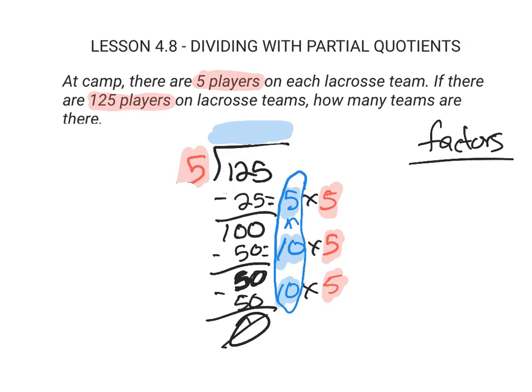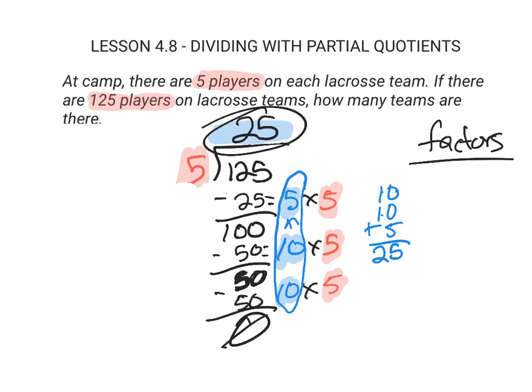Now, if you can do this in your head, great. If you can't, feel free to come over here and do 10, 10, 5 plus 0 plus 0 plus 5 is 5. 1 plus 1 is 2. And check it out. Our answer is going to be 25. And that's our answer. So how many teams are there going to be? Well, there's going to be 25 teams of 5 players.